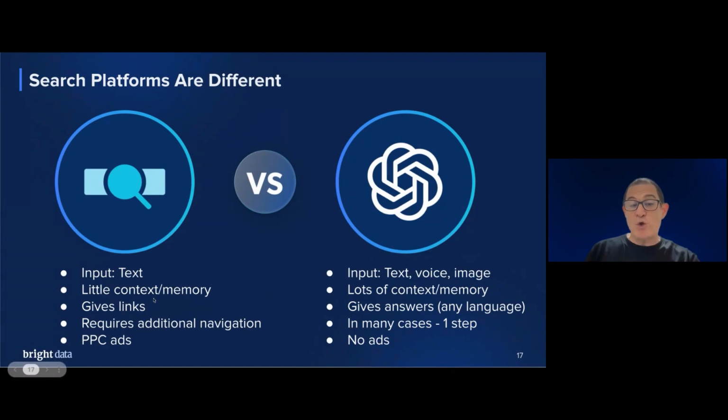Search has very little context or memory of what you're doing. You can always think of every individual query as independent, but AI has a lot of context and memory. So if you ask something, it's going to answer you in the context of what you have been discussing with it in the past. As we saw, search gives you links, which basically require you to do some additional navigation, whereas AI gives you answers, sometimes in your language, which is great, and in many cases, in one step, you get what you need. Also, search has ads, and AI does not have ads.